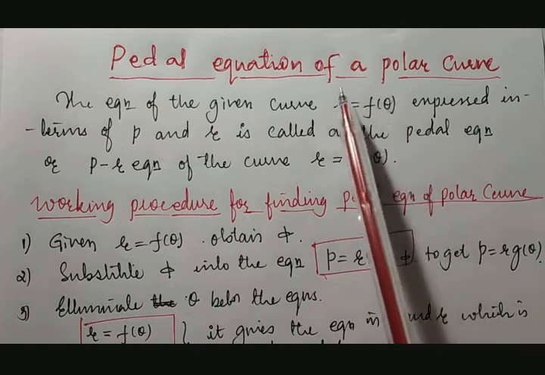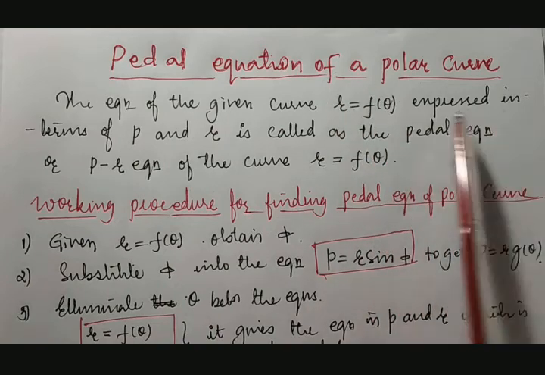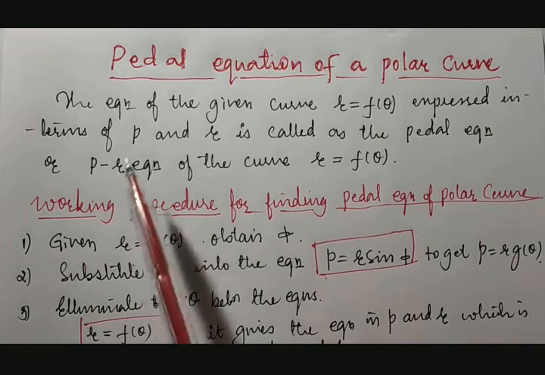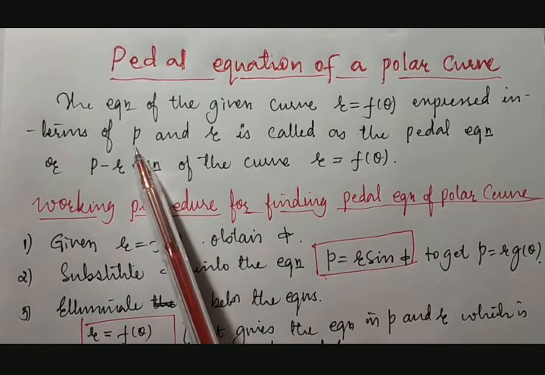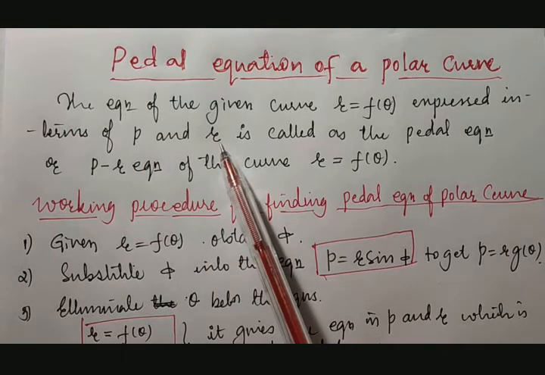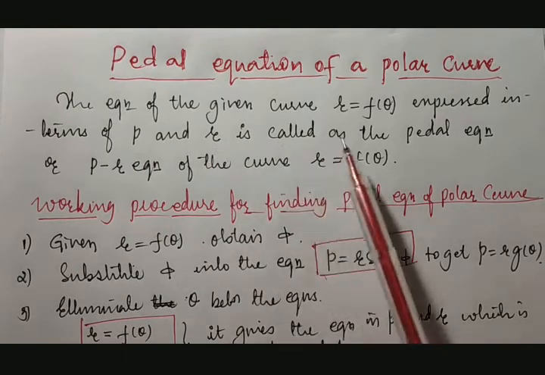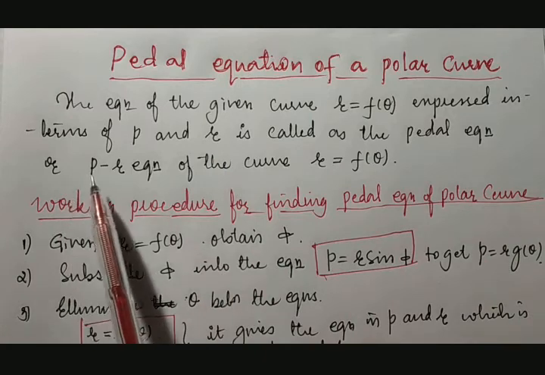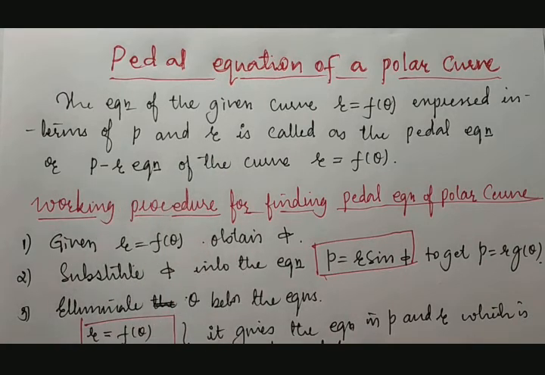It is an equation of a curve in polar form expressed in terms of p and r. Here what is p? P is a length of perpendicular from pole to the tangent and r is a radius vector, or else we can call it as a curve. It is called as a pedal equation, or it is also known as PR equation of a curve r is equal to f of theta. Means, in a simple way, the meaning of pedal equation is nothing but a relation between P and R without having theta. Theta is a angle.